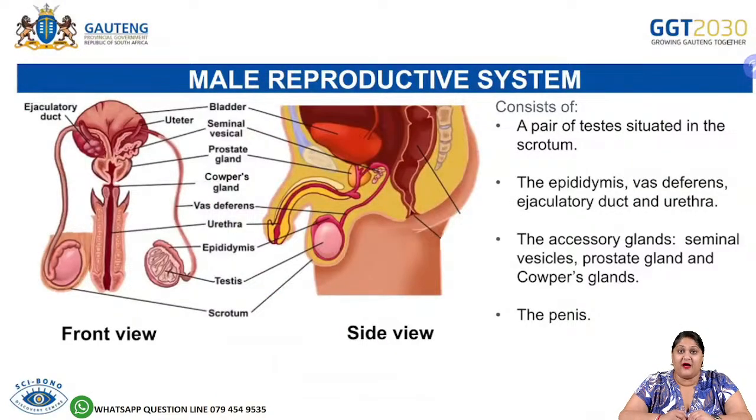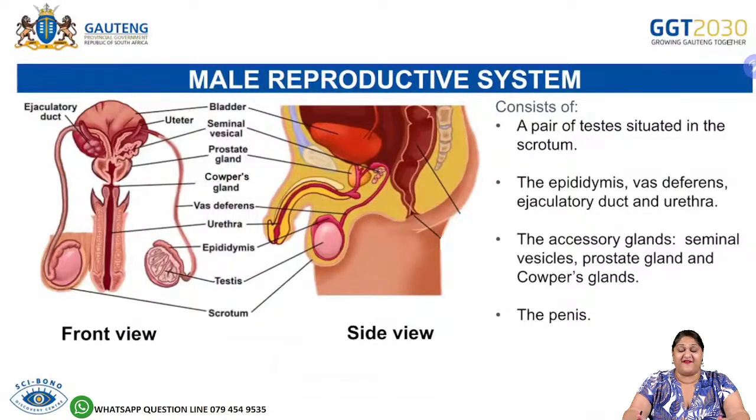Let's move on. Now we're going to look at the reproductive systems, the male reproductive system and the female reproductive system. Right, let's look at the first one. You will see in your examination guideline, it stipulates which structures you need to know from the male reproductive system. Okay.